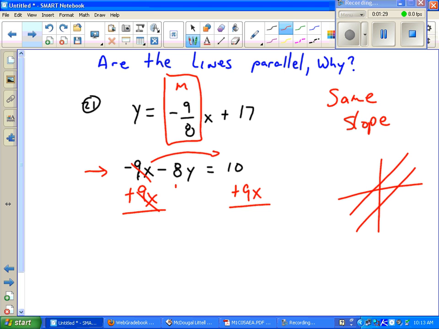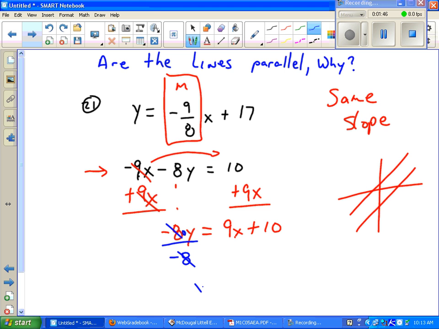So these will cancel and leave you with, don't forget the negative 8y equals, there's a positive 9x on the right now, and it's still positive 10. Again, you still don't have y by itself. You have negative 8 right next to y, which means they're multiplying. Undo that by dividing by negative 8. Those will cancel and leave you with y. If you divide the left by negative 8, you need to divide the right by negative 8. So your new equation will be negative 9 over 8x, minus 10 over 8. 2 goes into both of them, so it would be minus 5 over 4. So your new equation: y equals negative 9 over 8x minus 5 over 4.